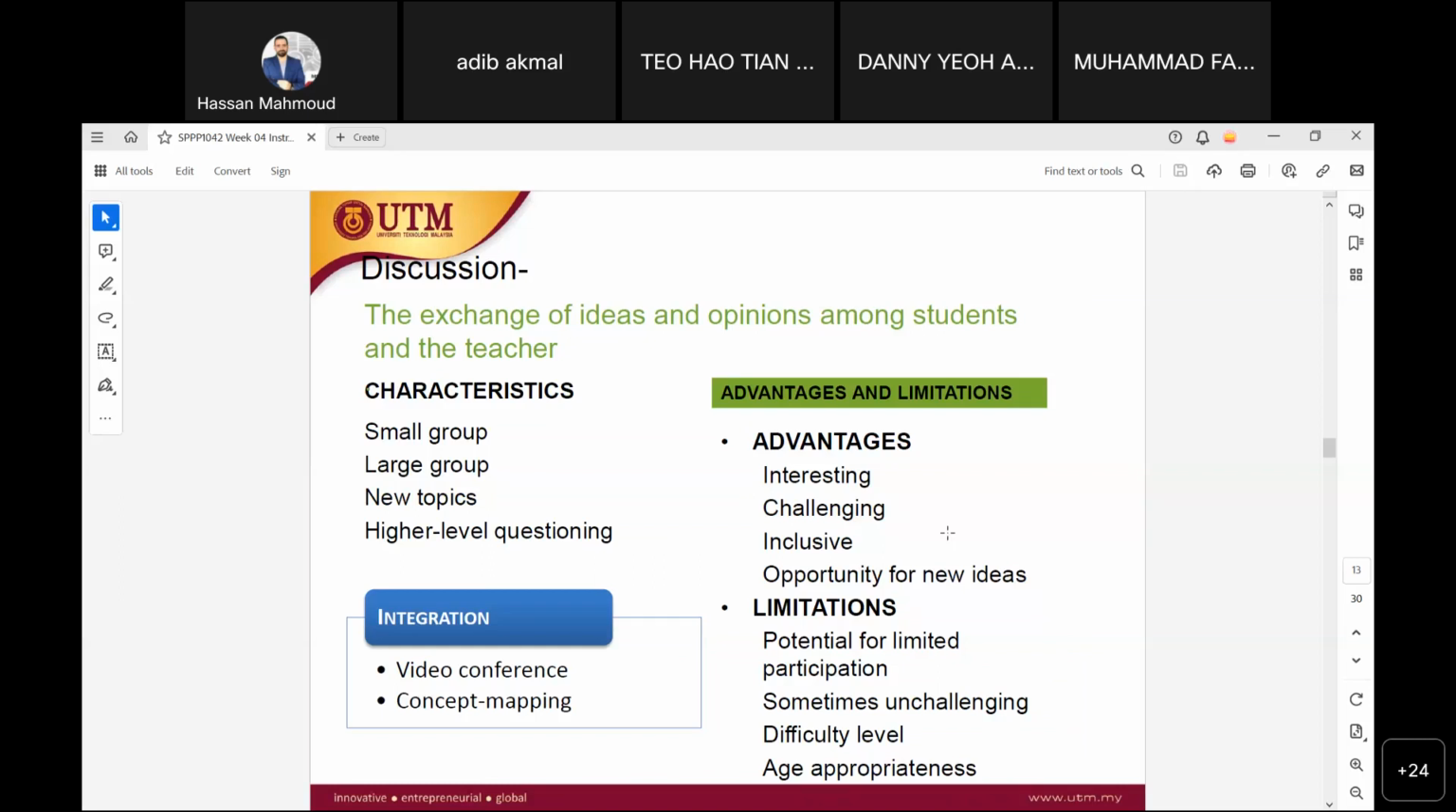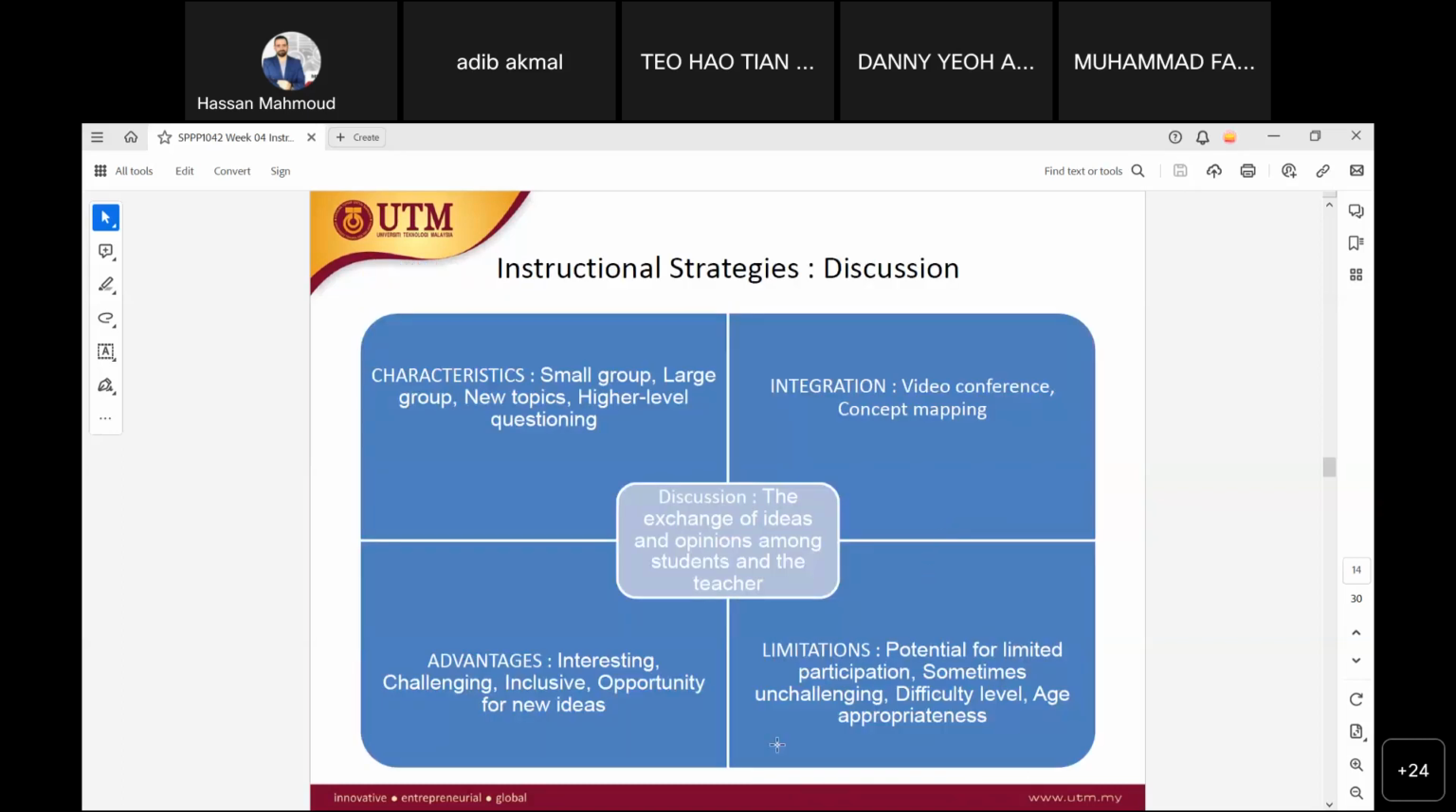The advantages of it is more interesting, challenging, inclusive, and opportunity for new ideas. When you talk about discussion, you are giving the students a role in teaching and learning. It's not only about you as a teacher. You're not the only one who has all the knowledge. They have it too. So you give them the opportunity to be involved inside your classroom. Okay? It could be for a small group, large group.